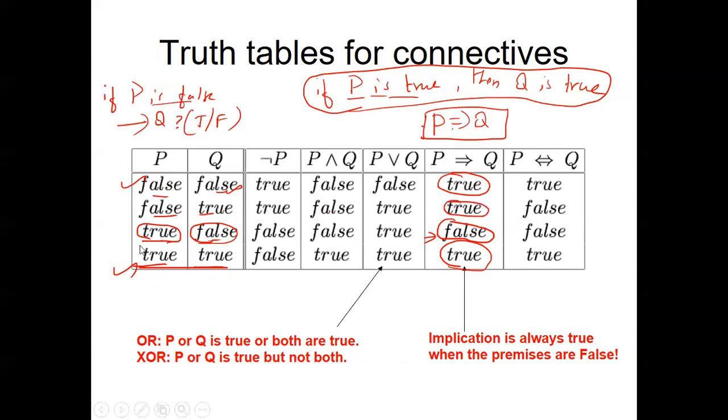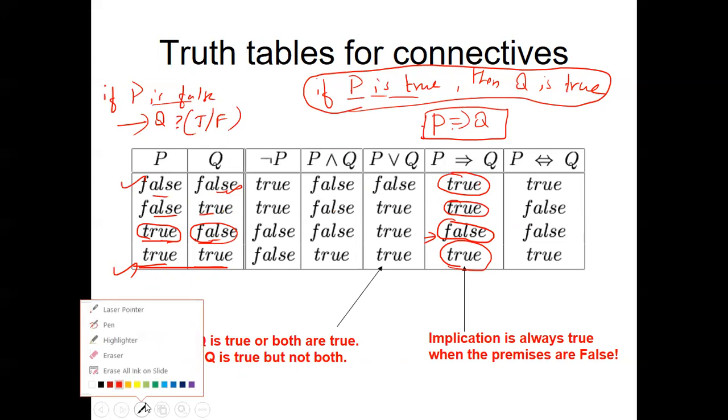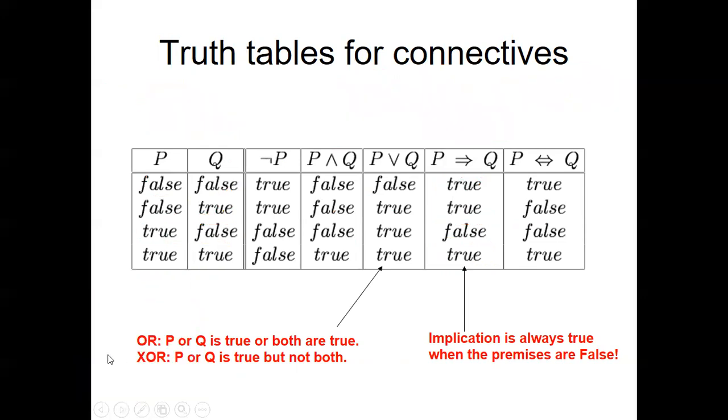Okay. So this is the truth table for P implies Q. So basically it is false only for this case when P is true and Q is false, because this is the only case which is not acceptable by P implies Q. Other cases are acceptable.